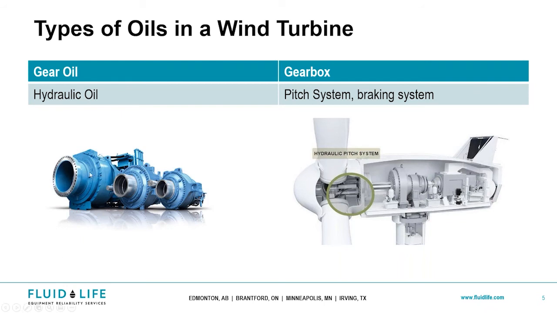In both of these pictures here, you can see the gearbox itself. This is one example of one. There are multiple sub-suppliers that manufacture them. And in this picture inside of the nacelle, you can actually see the whole shaft going from generator, rotor to stator. So the second system is the hydraulic oil. It's a pitch system, and can also be a braking system in design.